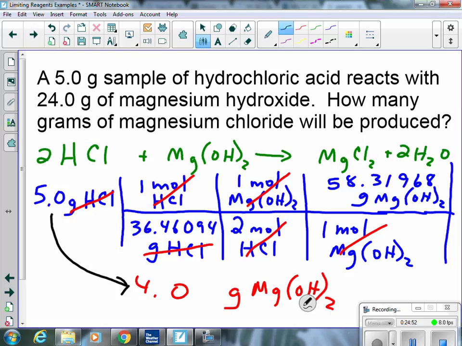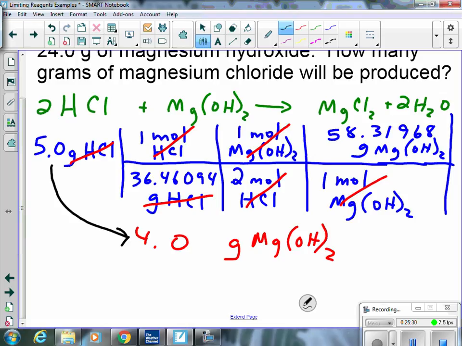How much magnesium hydroxide is left over? 20 grams. So when I react this 5 grams, 20 grams left over. So what limits this reaction? Hydrochloric acid, HCl. So now, when I'm going to determine the grams of magnesium chloride that is produced, I'm going to use hydrochloric acid and go mass to mass.